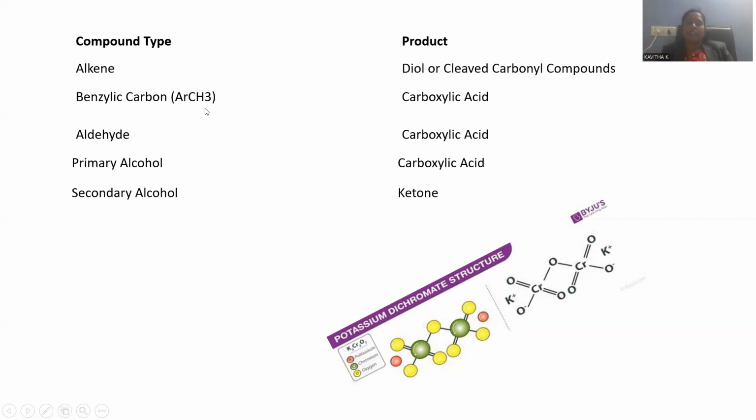Benzylic carbon, if it is the case, we are taking toluene, the corresponding carboxylic acid is the expected product. Aldehyde is the starting material, carboxylic acid is the oxidized product with dichromate. Primary alcohol is the case, carboxylic acid is the product. Secondary alcohol is the starting material, ketone is the product expected. Tertiary alcohol, no reaction is visible. That is the reactivity of potassium dichromate K2Cr2O7.